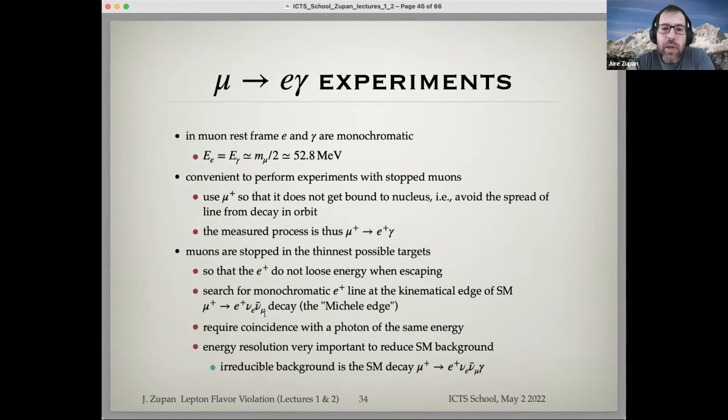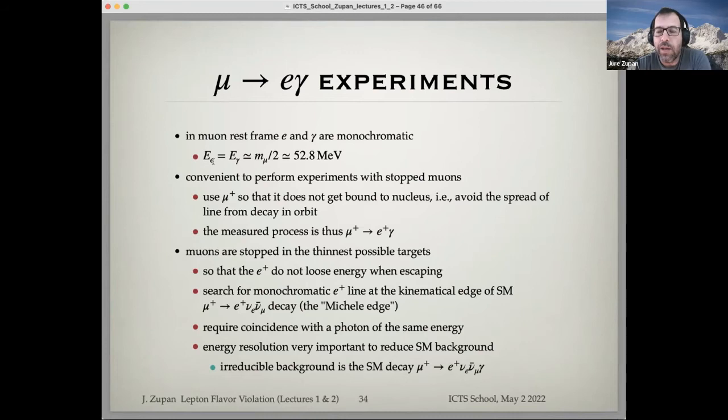Okay, so let's look at the experiments. What is measured and what is being used? One thing that we see is that this mu to e gamma is a two-body decay, right? So both the electron and the photon are monochromatic in the rest frame of the muon. If you are able to go to the rest frame of the muon, you will see a monochromatic electron and a monochromatic photon of the same energy, roughly half of the muon mass. So taking the electron to be massless, this will be half of the muon mass, so about 53 MeV.